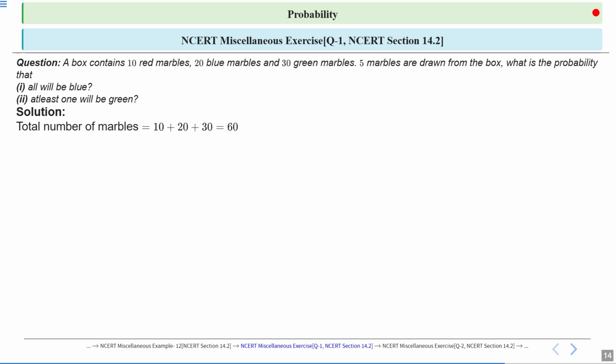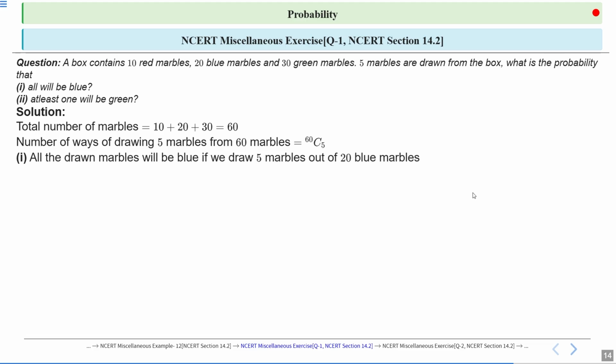First, see how many marbles are in this box. This box contains 10 red marbles, 20 blue marbles, and 30 green marbles. So the total number of marbles is 10 plus 20 plus 30, which is equal to 60. Now we have to draw 5 marbles. So out of 60 marbles, 5 marbles can be drawn in 60C5 ways. The number of ways of drawing 5 marbles from 60 marbles is 60C5.